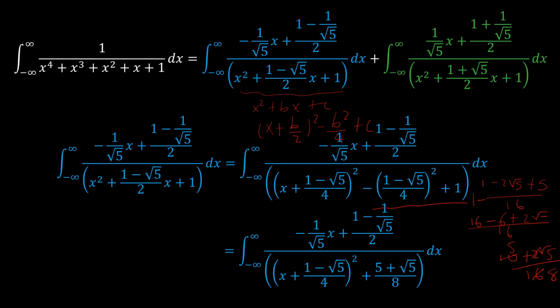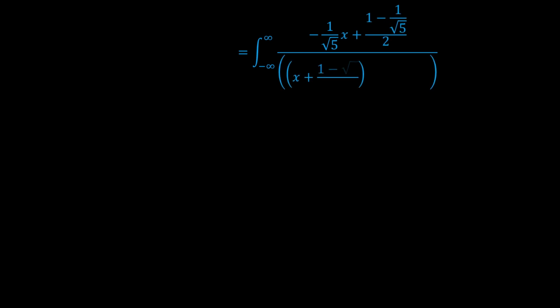And that is progress. We have our integral here: the integral from x tending to negative infinity to x tending to infinity of negative 1 over root 5 times x plus 1 minus 1 over root 5 all over 2, all that over x plus 1 minus root 5 over 4, close bracket squared, plus 5 plus root 5 over 8.